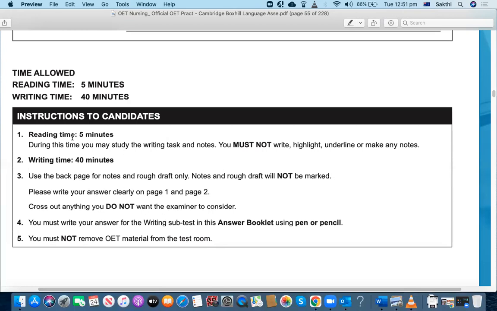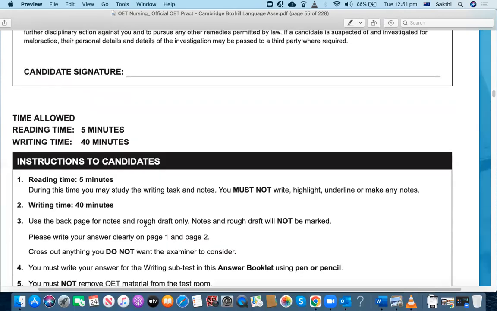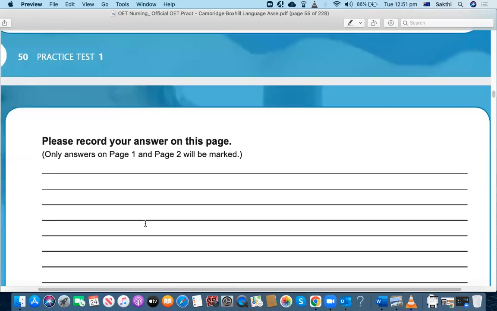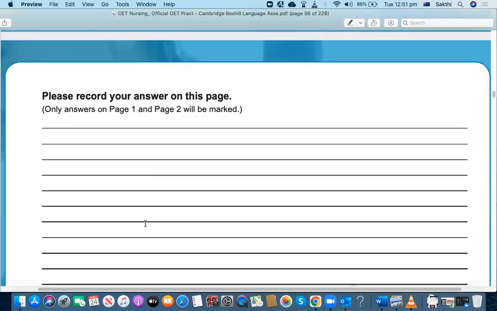Okay, so this is going to be the cover page. I'm giving you this information so that you can get to know it in advance. And let's go to the answer sheet. This is how the answer sheet is going to look, and they clearly state, please record your answer on this page.